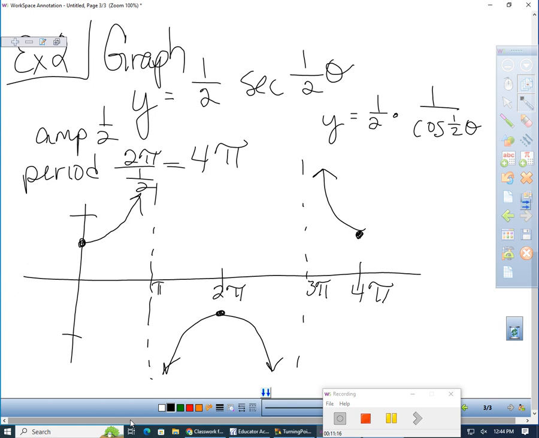Yeah, whatever your period is, if you make your window that, you'll be able to see it. Okay? Everybody's got this? Okay.